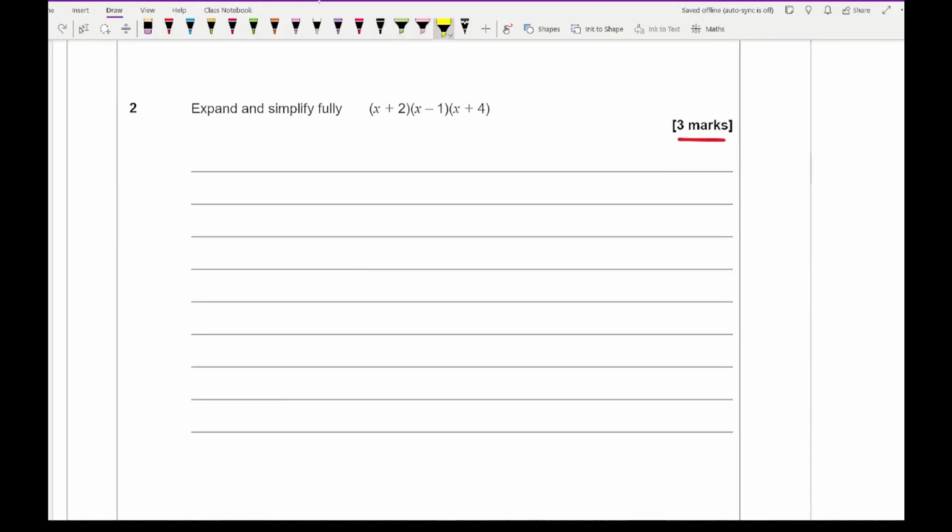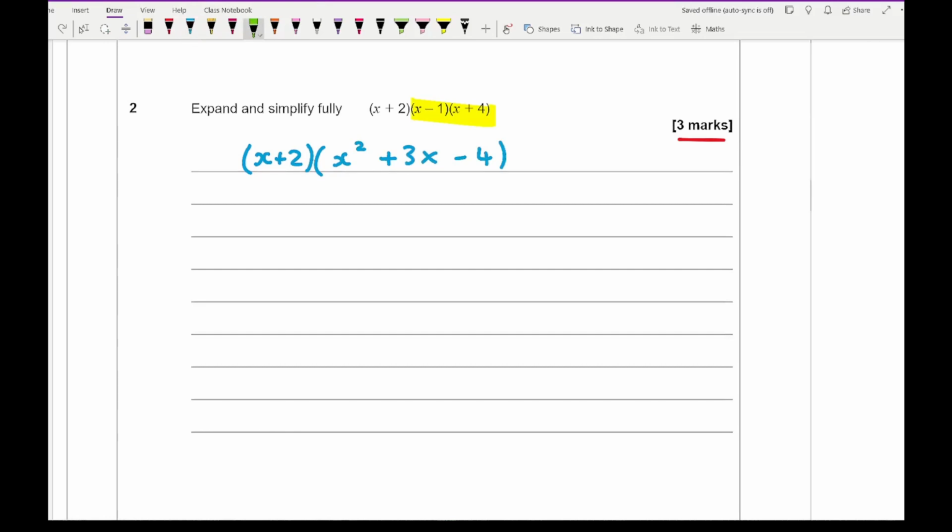Again, me personally, I've developed a technique which allows me to do this quickly and efficiently by expanding the last 2 brackets. So here I've got x plus 2. And then just to save a bit of time, if I expand and simplify those 2 brackets I've highlighted in yellow, I'm going to get x squared plus 3x minus 4.